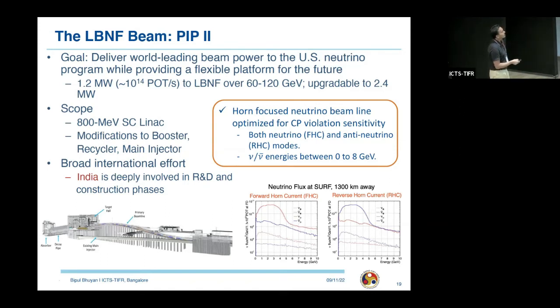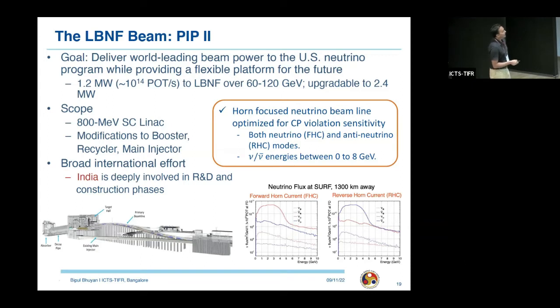The scope of this upgrade includes making this 800 MeV superconducting Linac. There are a lot of modifications to the booster, the recycler, and also the main injector. It's a broad international program, and India is deeply involved. We have seen this involvement in the talks today and this morning before lunch.